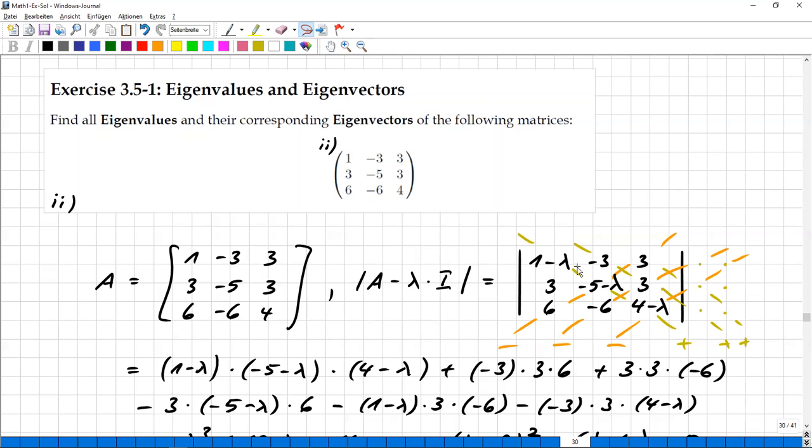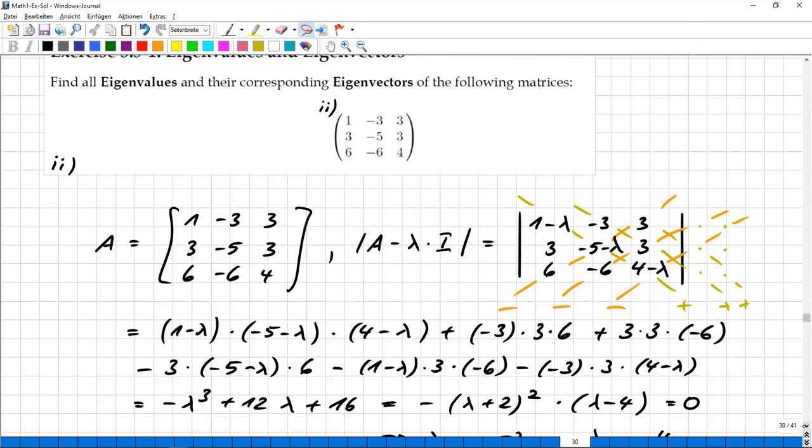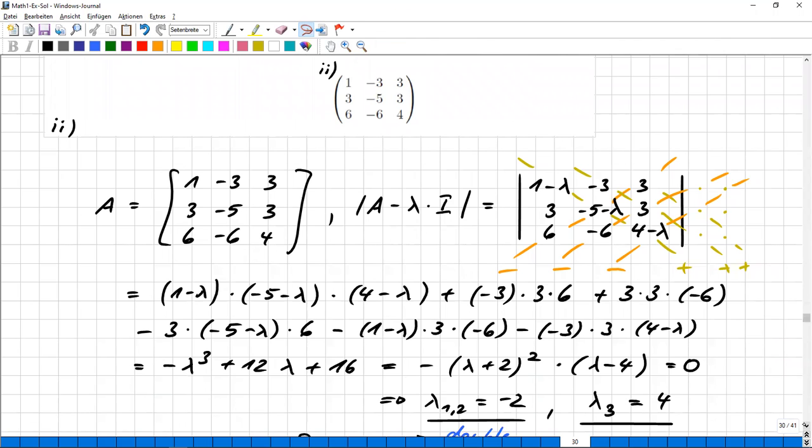So I just write it down. 1 minus lambda here times minus 5 minus lambda times 4 minus lambda. And then we really have to be careful not to make any sign mistakes. So this is important for you in the exam. If you understood everything perfectly, but you're not careful when transforming your findings, your equations, you make a sign mistake and then another one, and then you lose your points. That shouldn't happen, possibly, okay? But you know, it can happen. So just try to be careful.